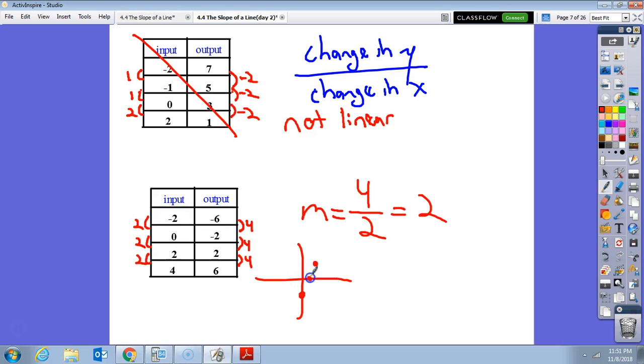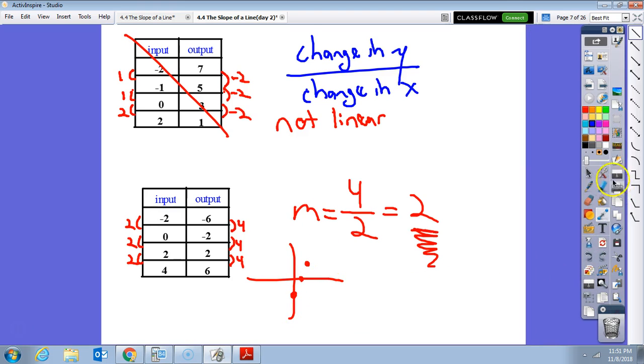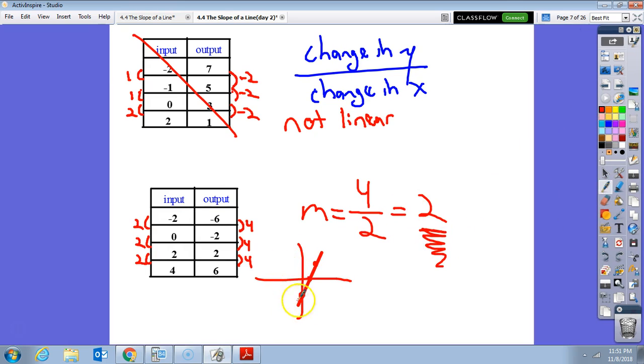This graph is going to go up 2 over 1, up 2 over 1, because that's the slope. But also notice if I went from here to here, that graph would be going up 4 over 2. Even though it's going up 2 over 1, that's still the same thing as 4 over 2.